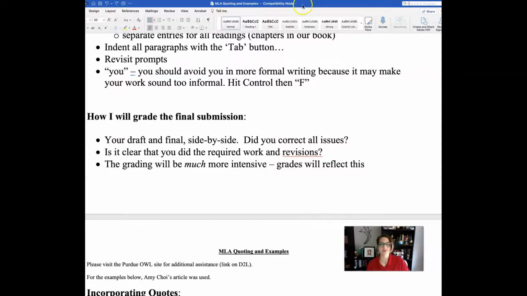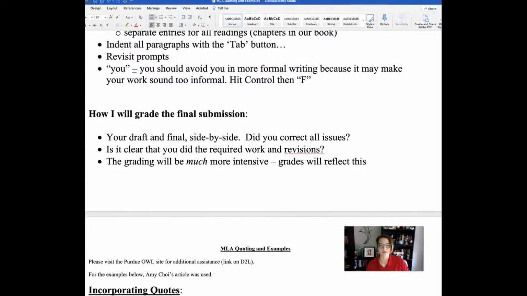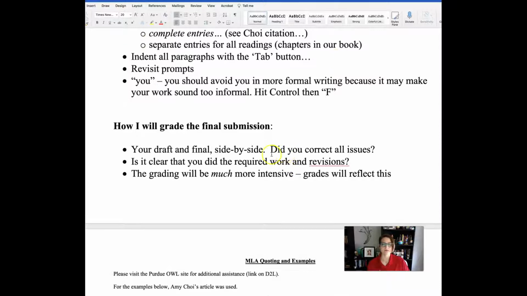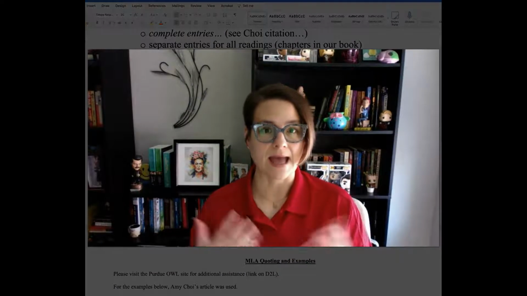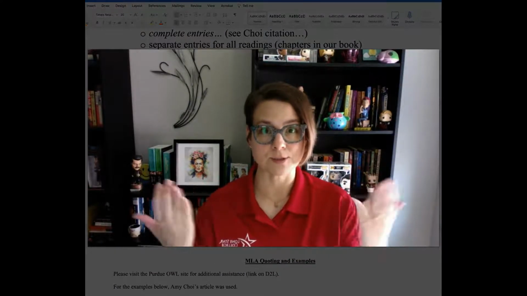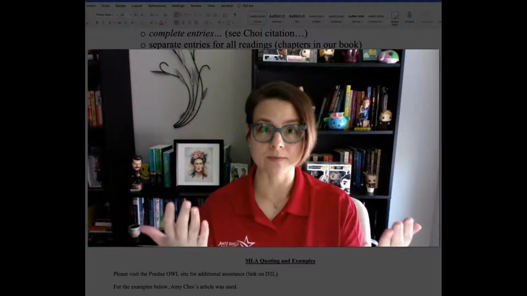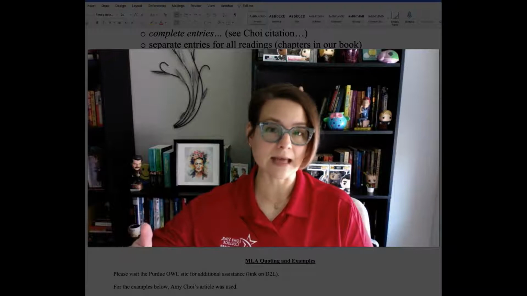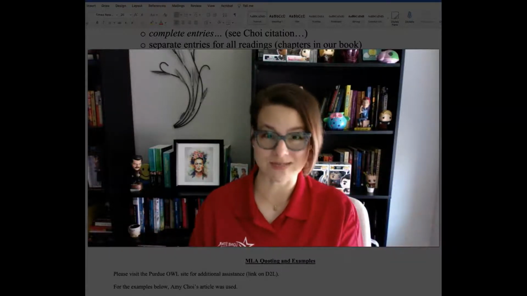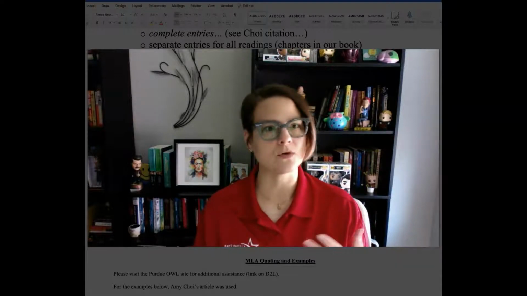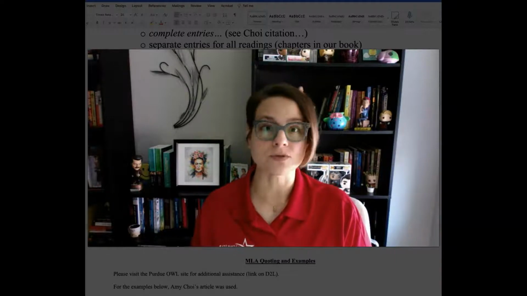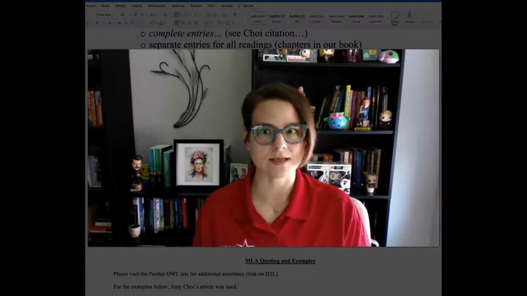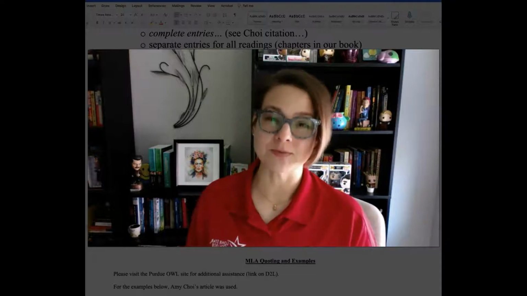I do want to give you a heads up about how I'm going to be grading the final submission. Your draft and final are essentially going to be side by side. I have a computer screen that allows me to put two documents side by side, and I can read them both. I pull up your draft and note all the things I mentioned in your feedback, and then I look to see if you adjusted those things. I'm also reading to find any overall changes, but I'm really looking to see: have you made those corrections? Have you taken into consideration the feedback I provided?